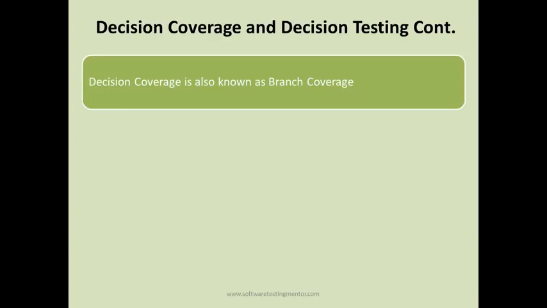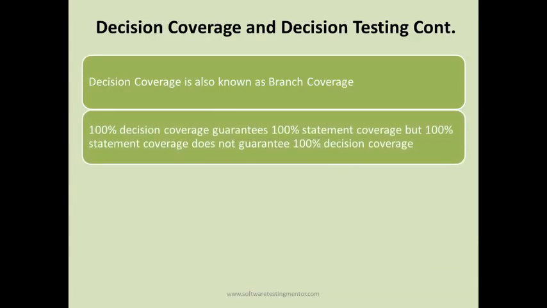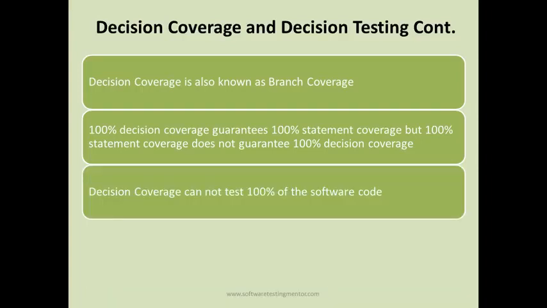Decision coverage is also known as branch coverage. 100% decision coverage guarantees 100% statement coverage, but 100% statement coverage does not guarantee 100% decision coverage. Decision coverage cannot test 100% of the software code. These techniques are useful for specific types of tests, so the types and combinations of test techniques should be chosen very wisely, mixing and matching them to achieve the best possible test coverage.